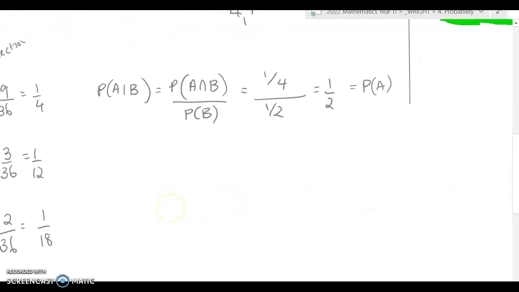So what we've shown is that the probability of A given B, working through our formula, gives us a half, but it also happens to equal the probability of A. So what we would say then is, therefore, events A and B are independent.